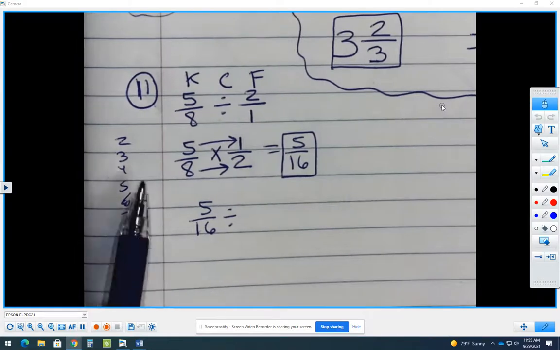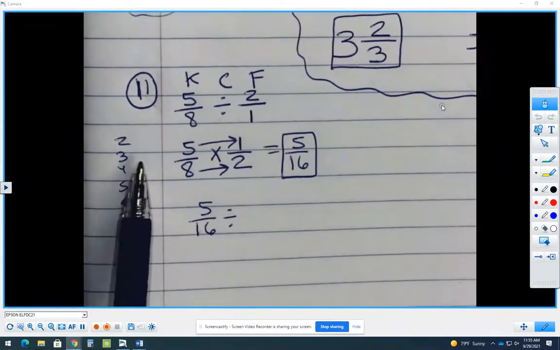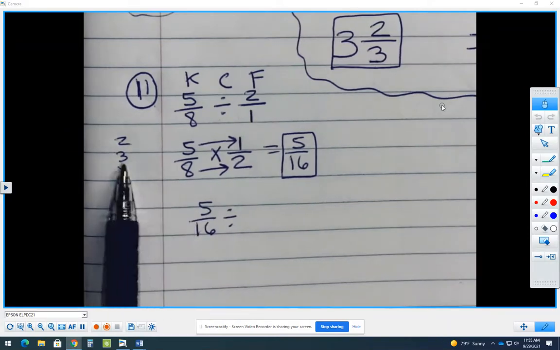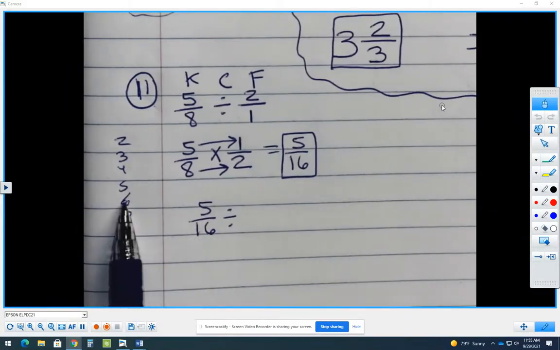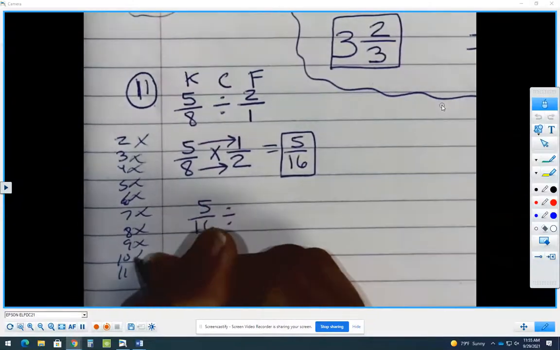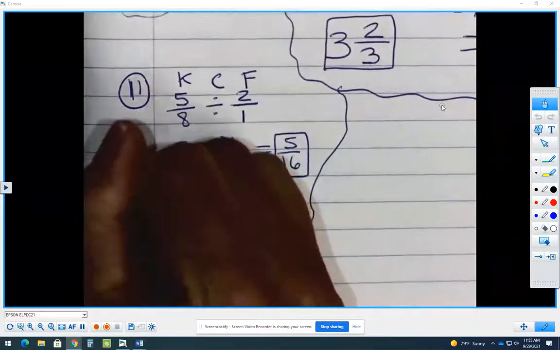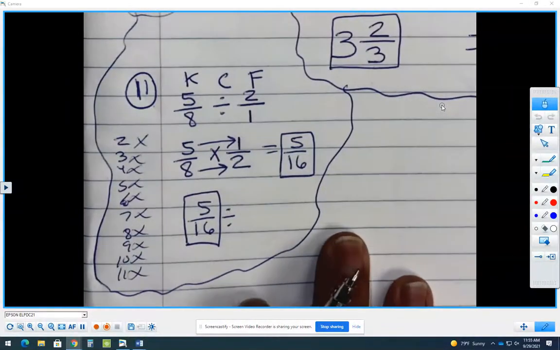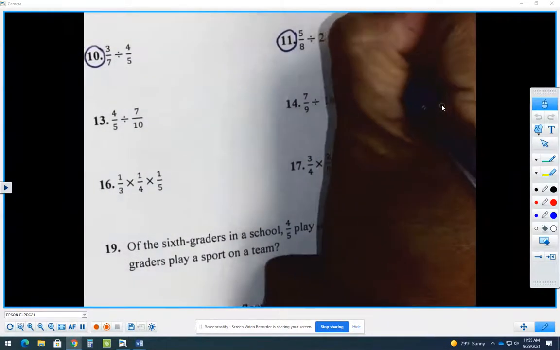Y no sea flojito, go check, guys. Don't just say, it's ready. Ya acabé. No. 2, can you give me 5? No. 3, no. 4, no. 5? Yes. But is 5 a factor of 16? No. 6, what happened? You already went over. So guess what? None of them are going to work out. None of them are factors. So I know that this is already simplified. Do my bubble there. That's question 11. Go to my handout. The final answer for number 11 will be 5/16.